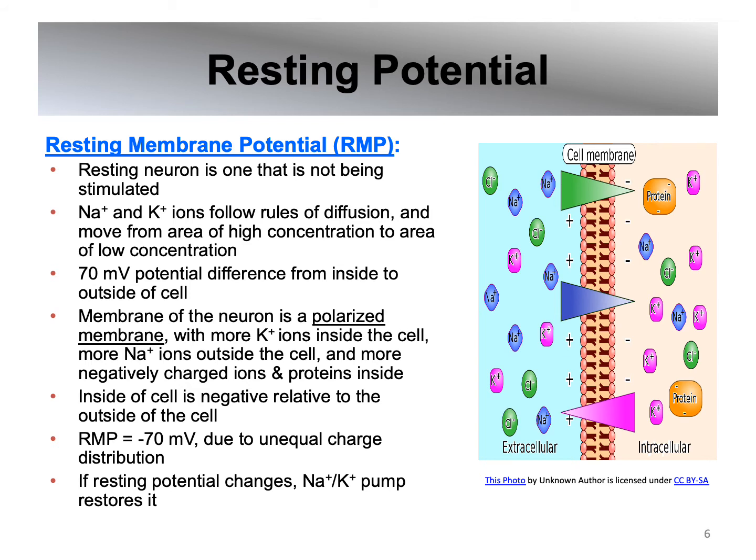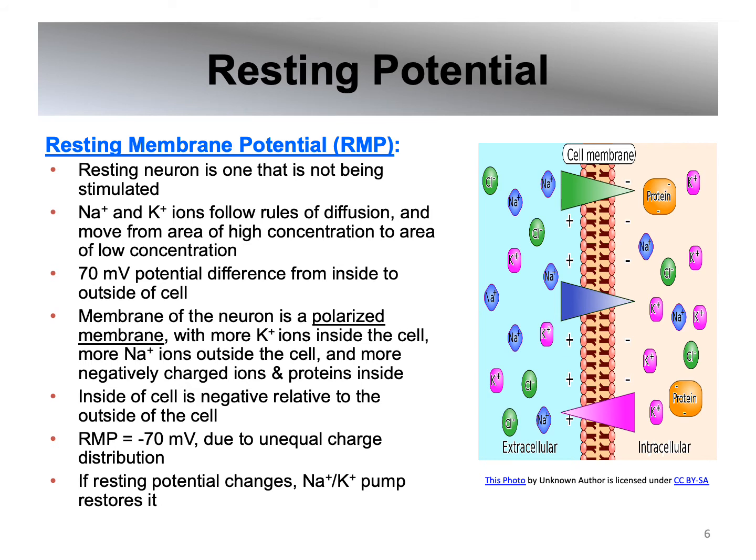Membrane of a neuron is a polarized membrane with more potassium ions inside the cell and more positively charged sodium ions outside of the cell. And we have more negatively charged ions, proteins, inside of the cell as well. So inside of the cell is negative relative to outside of the cell. And this amount is minus 70 millivolt due to unequal charge distribution of ions.